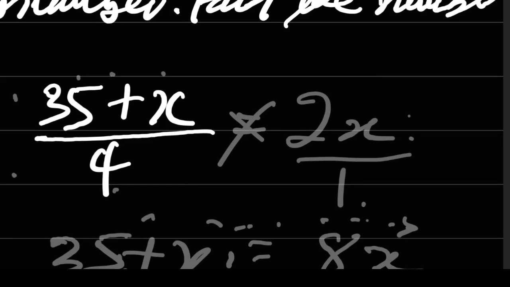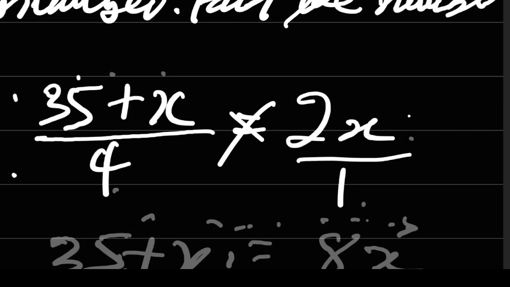The result is equal to double the number. Find the number. Fine. So this is a fraction. We can also make this one a fraction by writing over 1. So anytime you have a fraction, you cross multiply.